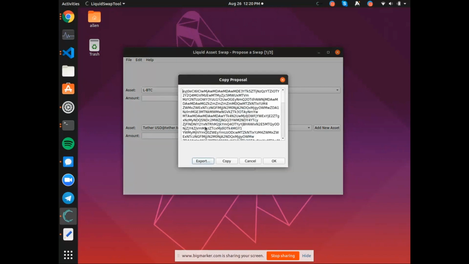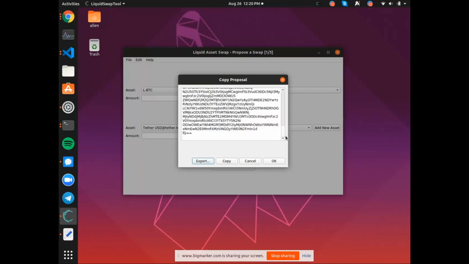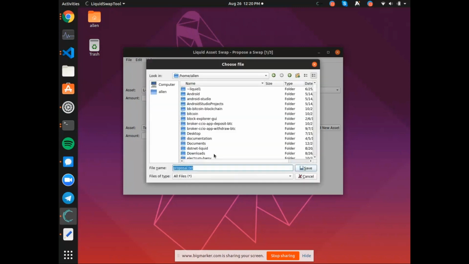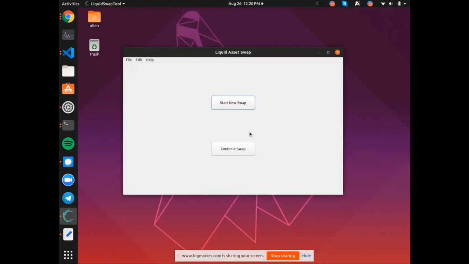I'm going to generate this proposal. The proposal here is text. It is encoded to explain what it is, but you can also export it here to a file. So I'm going to export this proposal to text. All right. Now I'm going to send that over to Daniel here real quick. We're just going to message that in. Let me know when you got it, Daniel. I just sent it over to you.